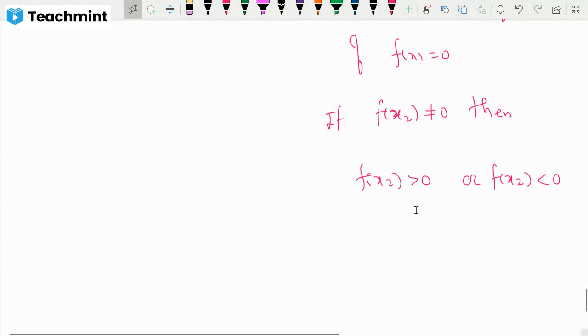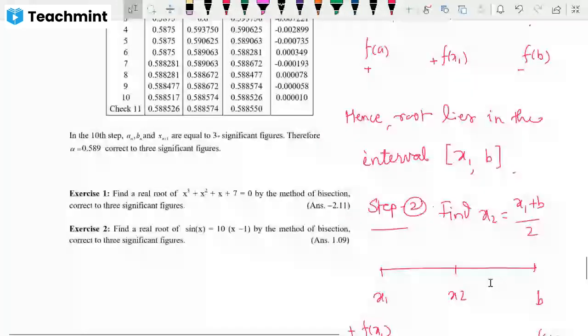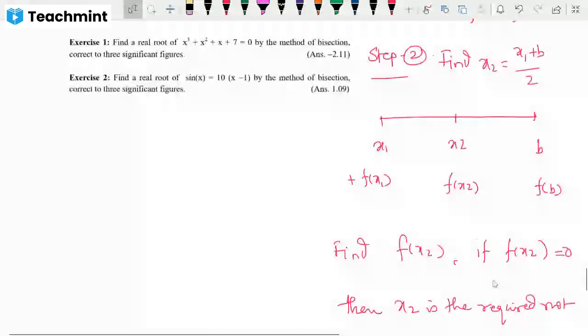If f of x2 is positive, then what happens? Again you will cut this interval, because f of x1 is already positive and f of x2 is again positive. So our root does not lie between these two because both have the same sign. So what does that theorem tell us? That theorem tells us that if both f of a and f of b have opposite signs, then the root lies between a and b.